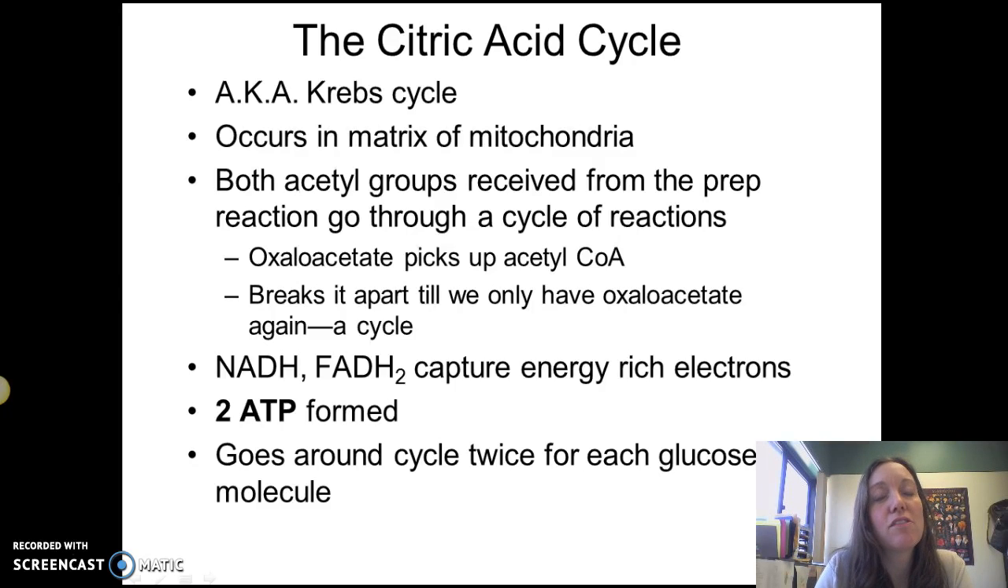The citric acid cycle is often called the Krebs cycle for Hans Krebs, the scientist who discovered the process. And in the citric acid cycle, the acetyl groups received from that preparatory transition reaction go through a cycle of reactions. You're going to see on the coming slides that this is a complex process involving several intermediates. Please look at your textbook on the illustration of this so you can see how complicated it really is. I don't expect you to remember all of the intermediates, but I do want you to know 2 of the molecules in the cycle. And the first one is oxaloacetate.